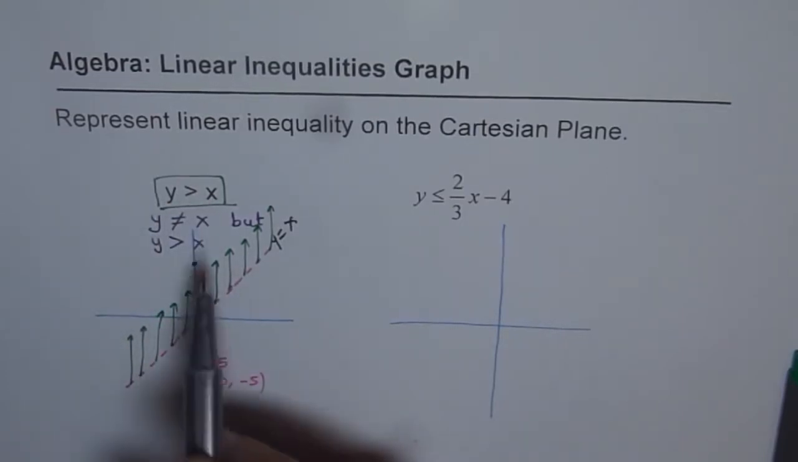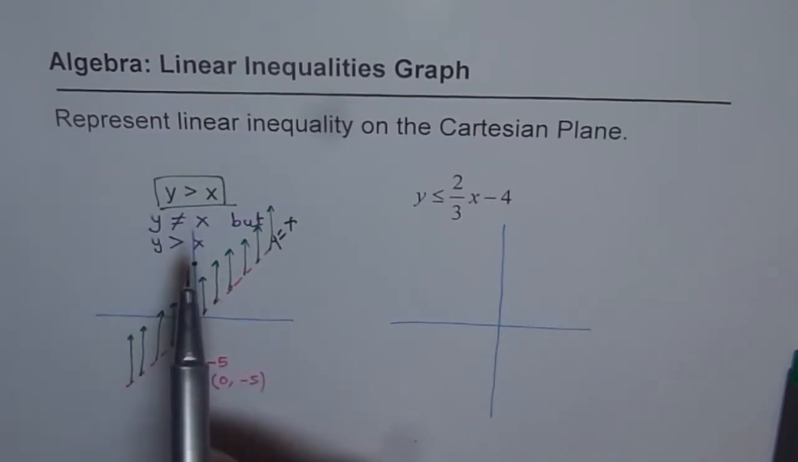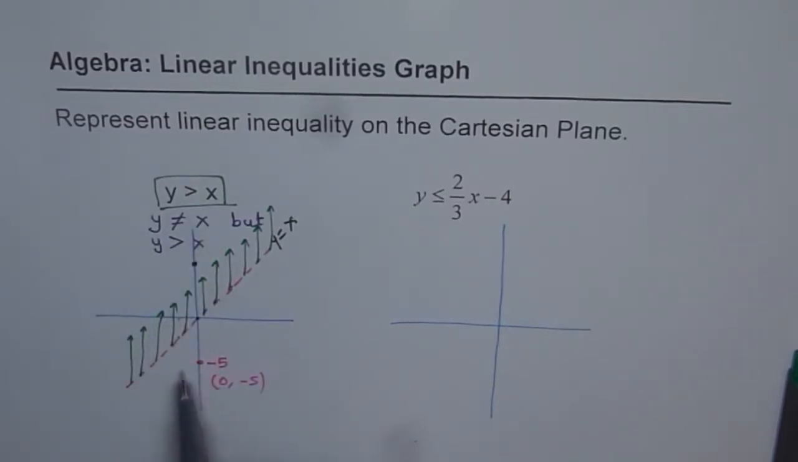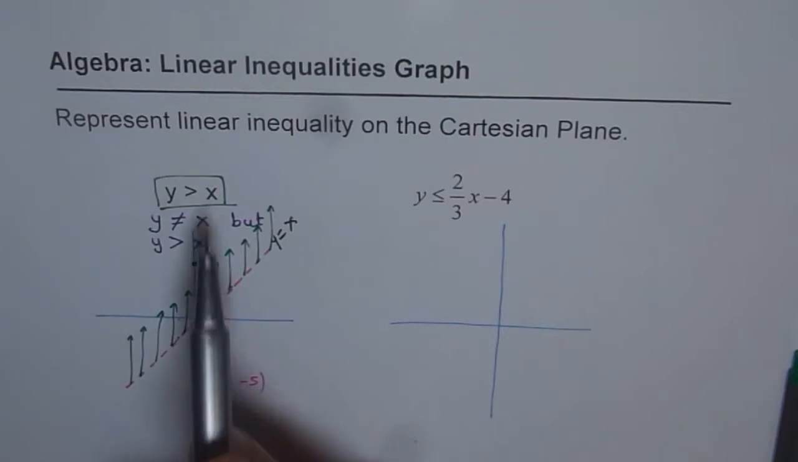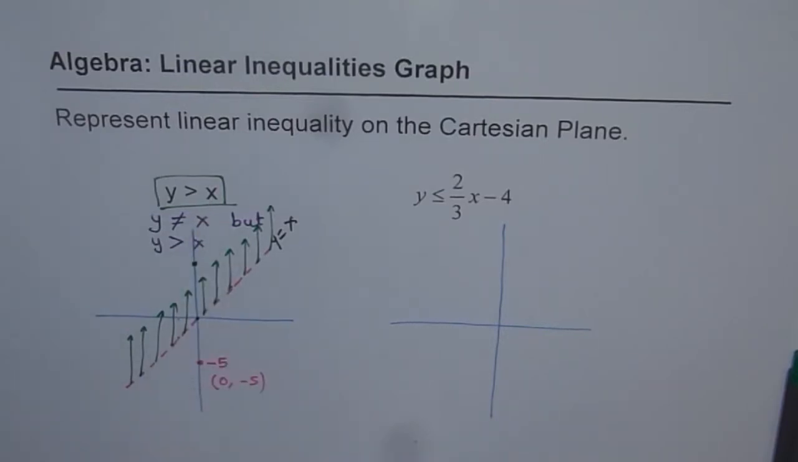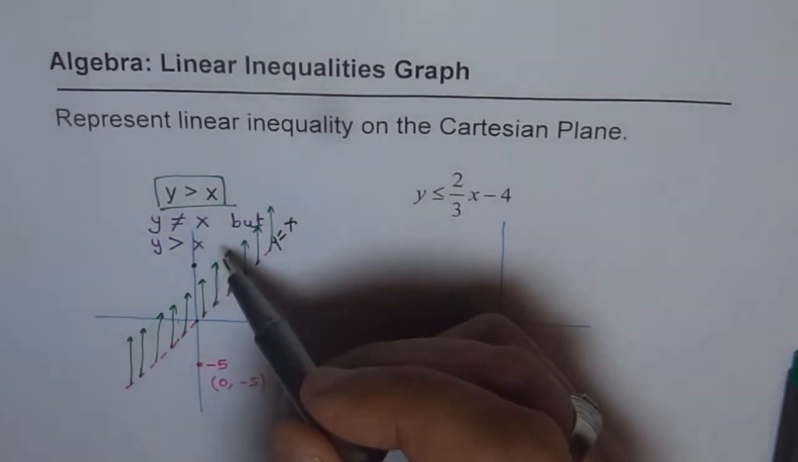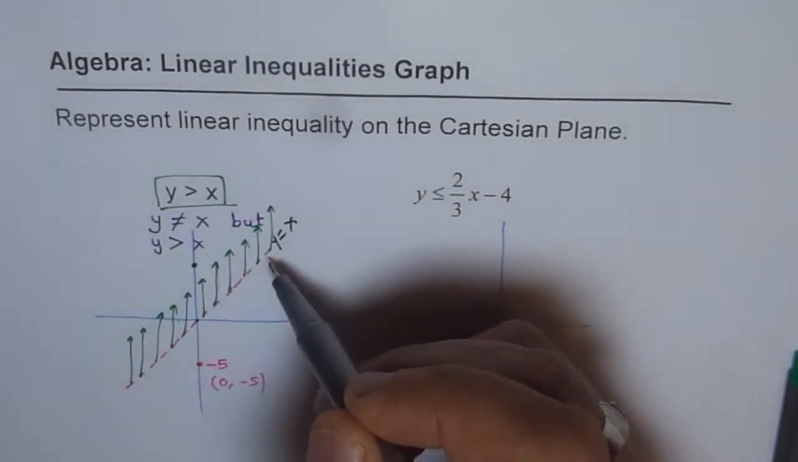Therefore, this is not in that portion which we have shaded, correct? So it is on the other side of y greater than x. That is what we're trying to say, correct? So that is how you can test with few points on the coordinate plane, right? So our test clearly indicates that y greater than x will be on the upper side, or pointing above the line y equals x, correct?